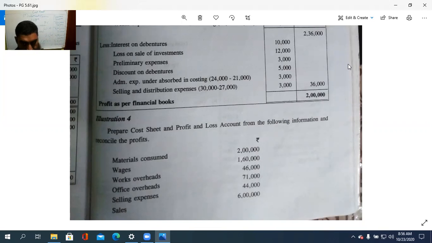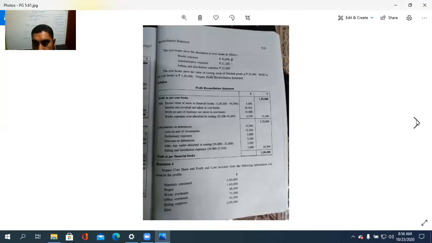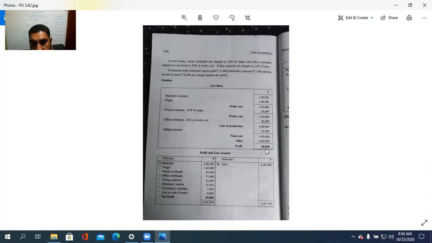How much is the profit? So see, 60,000 is the, I think there is selling expenses. Yes, there is a problem with regard to that. Based on that information, we need to prepare what? Okay. Here there is a problem. 2 lakh, 3 lakh 60,000.